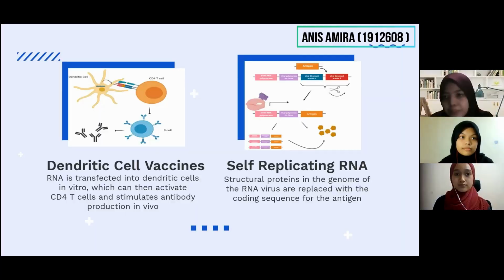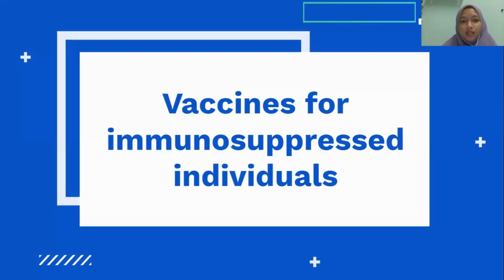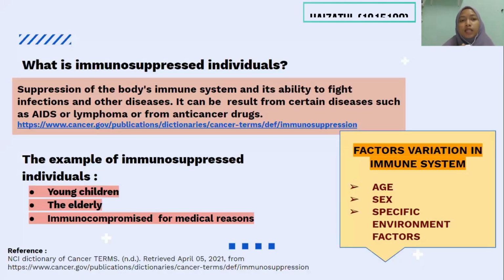That's all from me. Okay, next I will proceed with the vaccine for immunosuppressed individuals. First, what is an immunosuppressed individual? Immunosuppression is a suppression of the body's immune system and its ability to fight infection and other diseases. It can result from certain diseases such as AIDS or lymphoma, or from anti-cancer drugs.